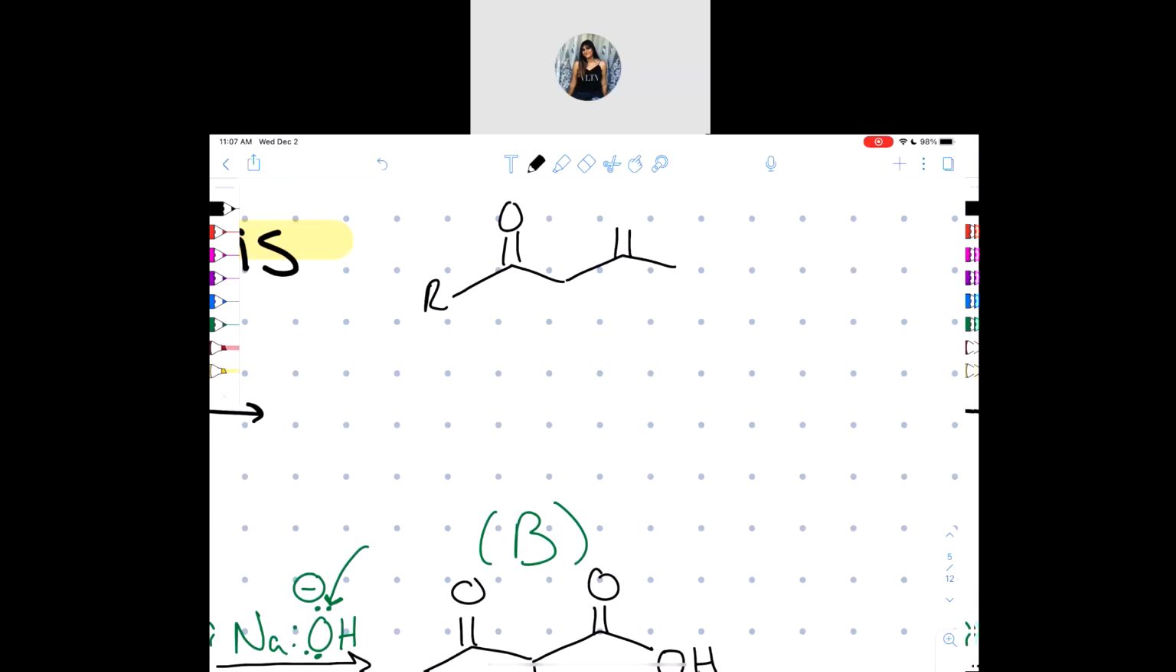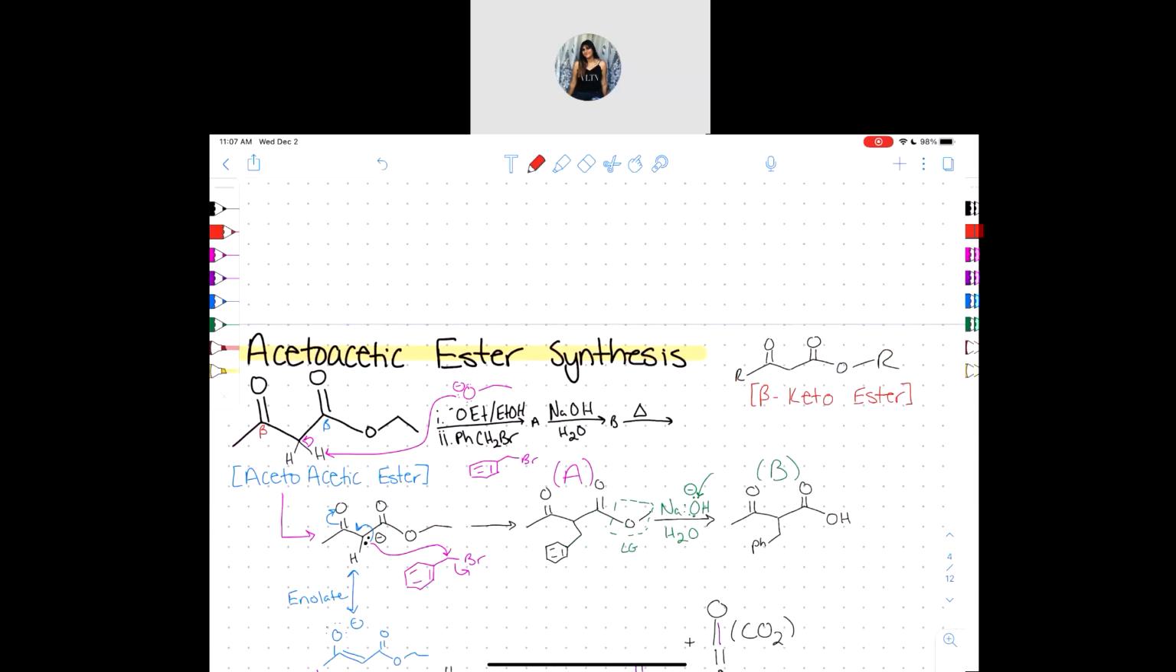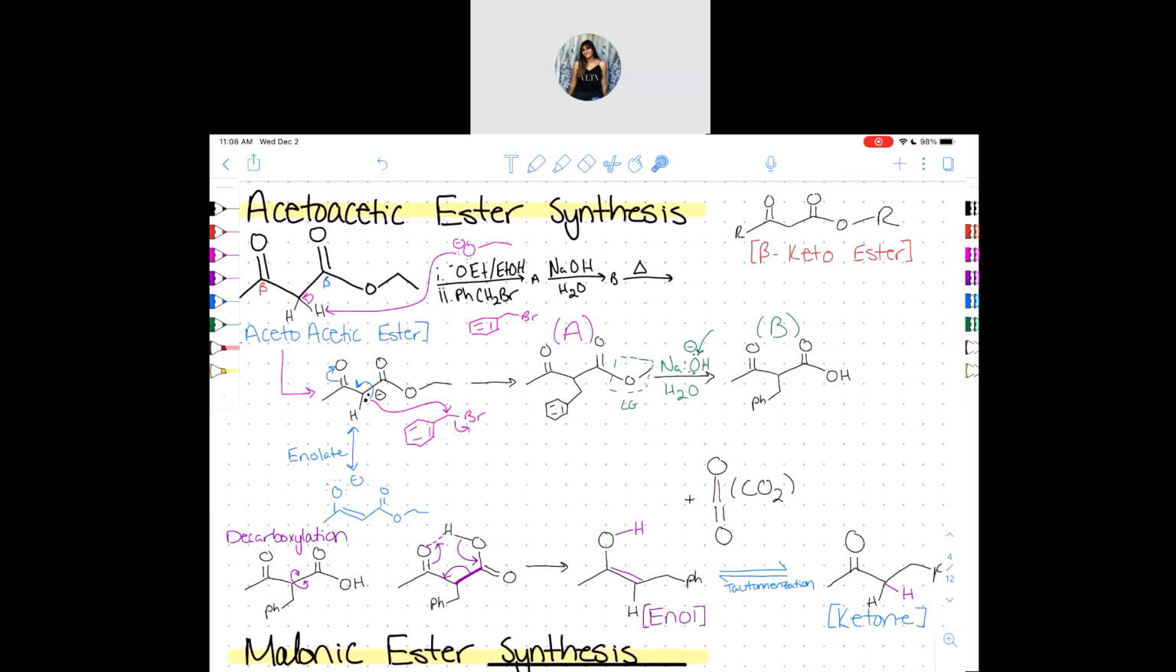All right, so if it looks like so, any kind of R group, we're going to call this a beta keto ester. So the general name of this is a beta keto ester. And the most common one that we usually see is this acetoacetic ester. I'll scroll so you guys can see that for a second.